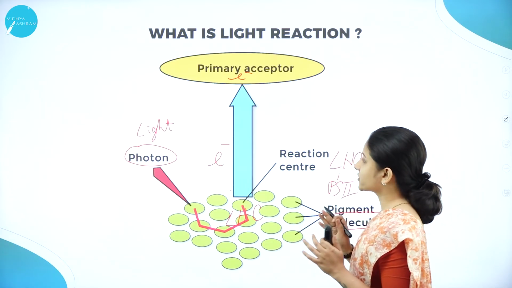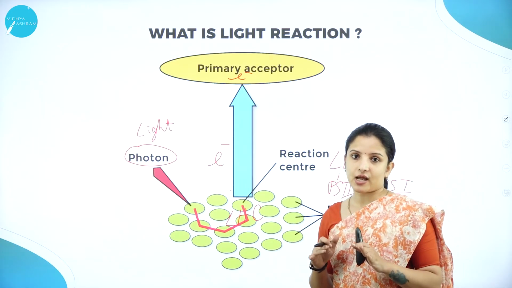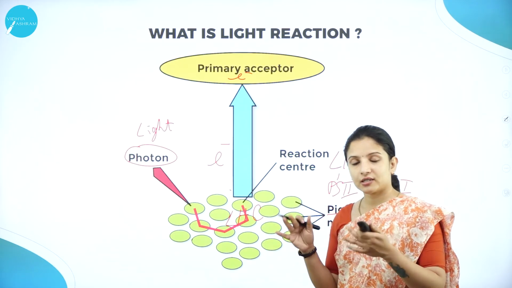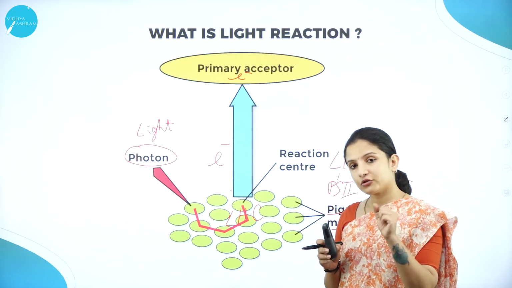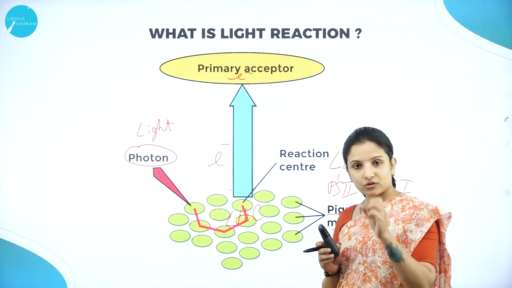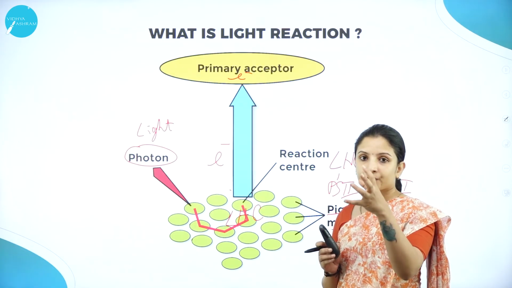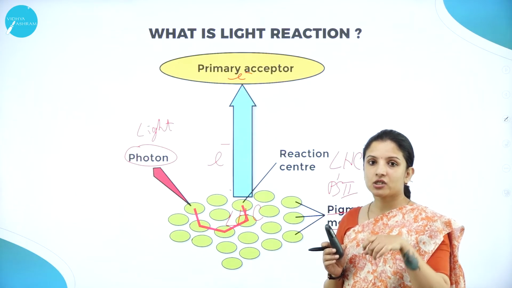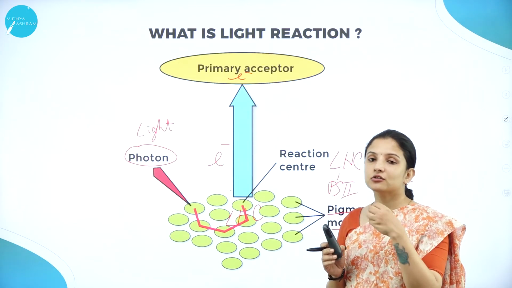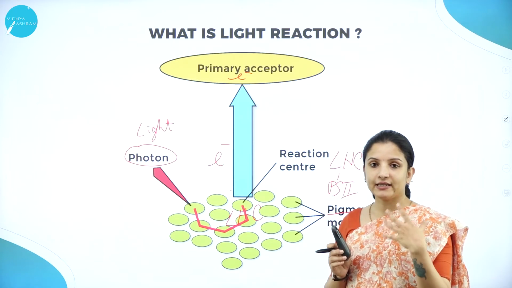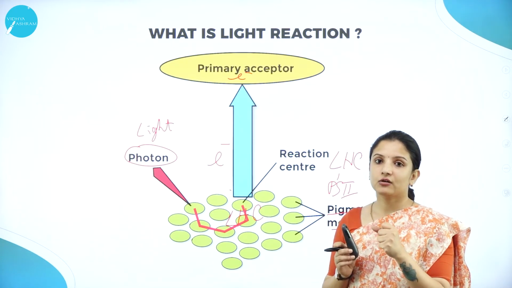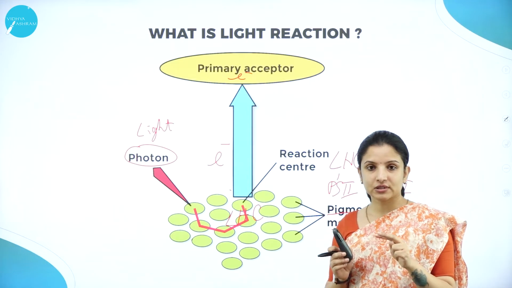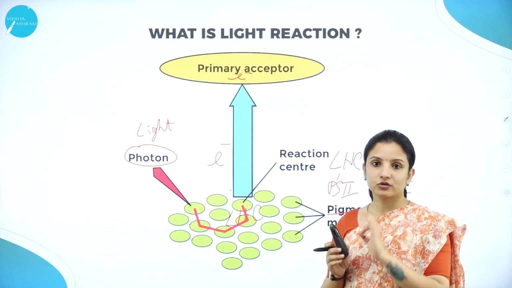So this is what actually happens in the light reaction. Light reaction occurs in the grana. In the grana, chlorophyll A pigments are there. Those chlorophyll A pigments will trap the light energy, that is the photons, and there is the presence of the light harvesting complex, LHC. That light harvesting complex consists of two photosystems, that is photosystem 2 and photosystem 1.